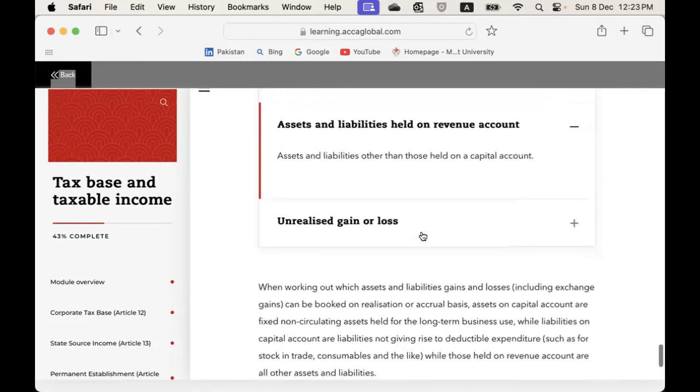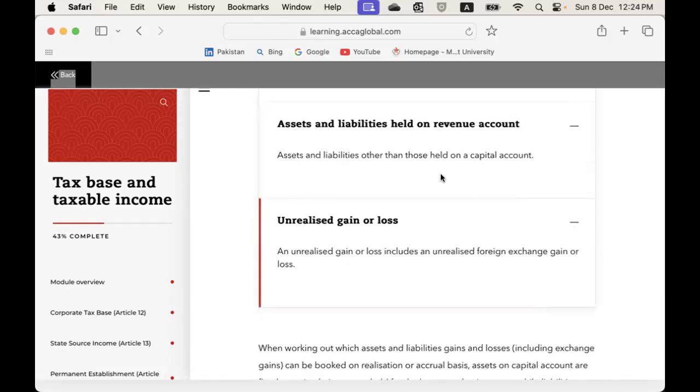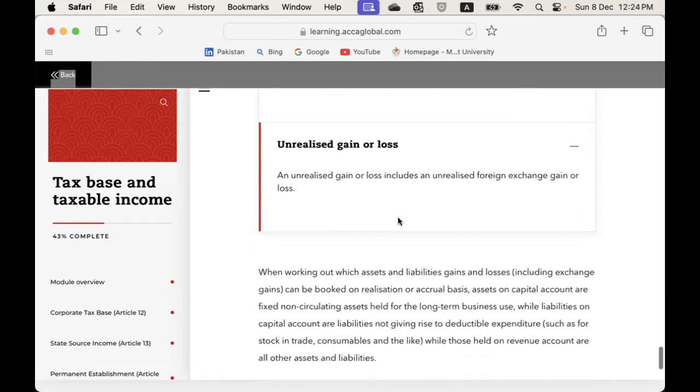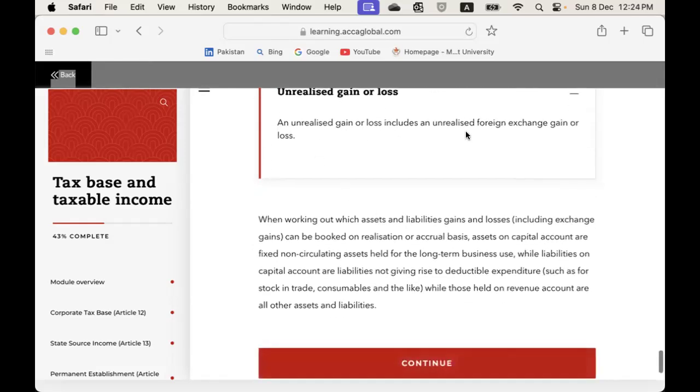And then the revenue account ones: assets and liabilities other than the ones that we have just discussed above. Unrealized gains and losses: an unrealized gain or loss includes unrealized foreign exchange gain or loss as well.